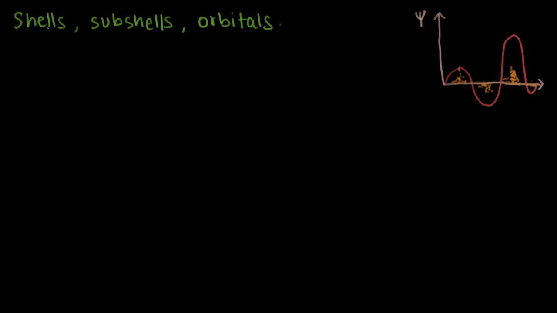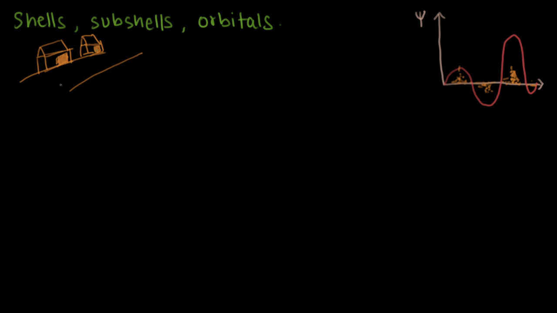Imagine the shells to be the neighborhood in which the electrons live. The subshells are the houses in the neighborhood. And the orbitals are the little rooms inside those houses in which the electrons actually live. A neighborhood can have multiple houses. In a particular shell, there can be many houses, many subshells. And in those subshells, there can be multiple orbitals. We'll see what changes and what doesn't.